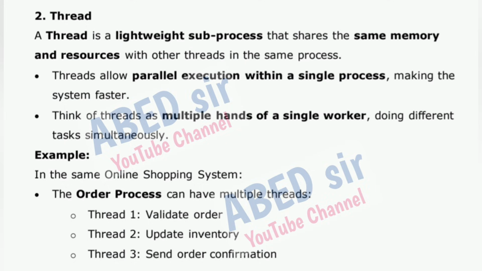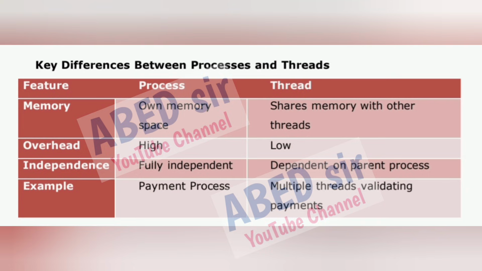Example. In the same online shopping system, the order process can have multiple threads. Thread 1: validate order. Thread 2: update inventory. Thread 3: send order confirmation. Key differences between processes and threads. Feature: process, thread. Memory: own memory space; shares memory with other threads. Overhead: high; low. Independence: fully independent; dependent on parent process. Example: payment process with multiple threads validating payments.